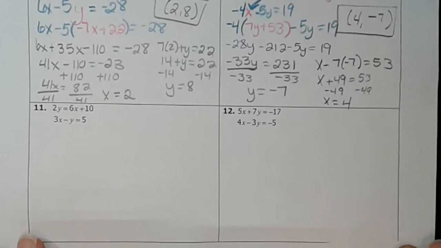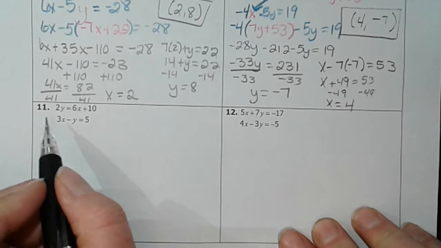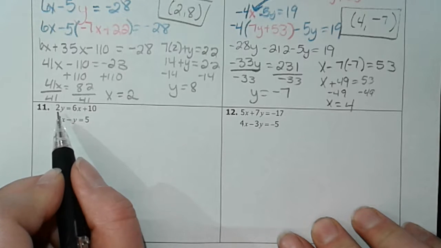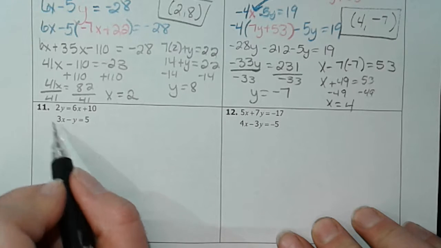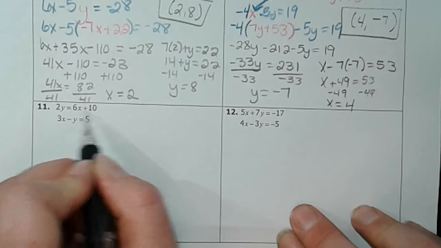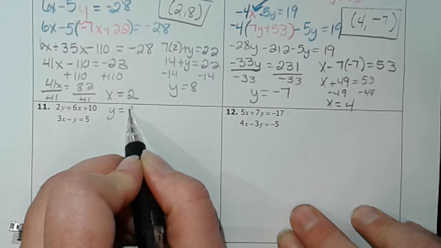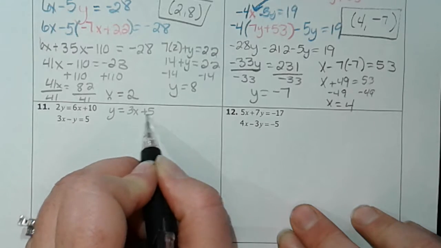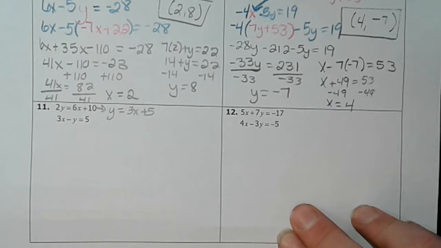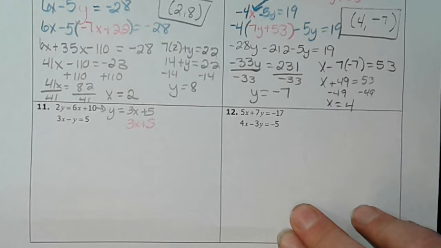All right, here's a couple more examples of solving systems of equations by substitution. So this one is almost all by itself, right? We want to try to get the variable all by itself so that we can then plug it into the other equation. That's what substitution is. So we're going to divide both sides of this by 2, and we're going to end up with y equals 3x plus 5. That's what this one actually equals.